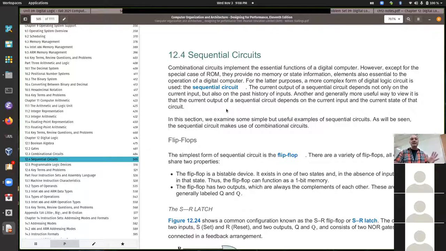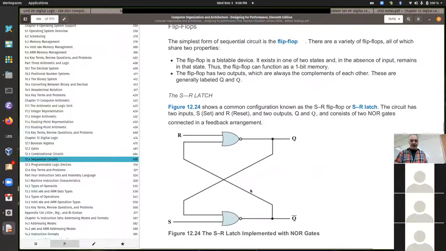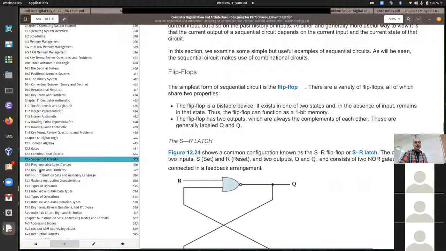They always have the inputs flowing in one direction to outputs. With sequential circuits, you take the output and potentially feed it back into the circuit. What about the sequential circuits?